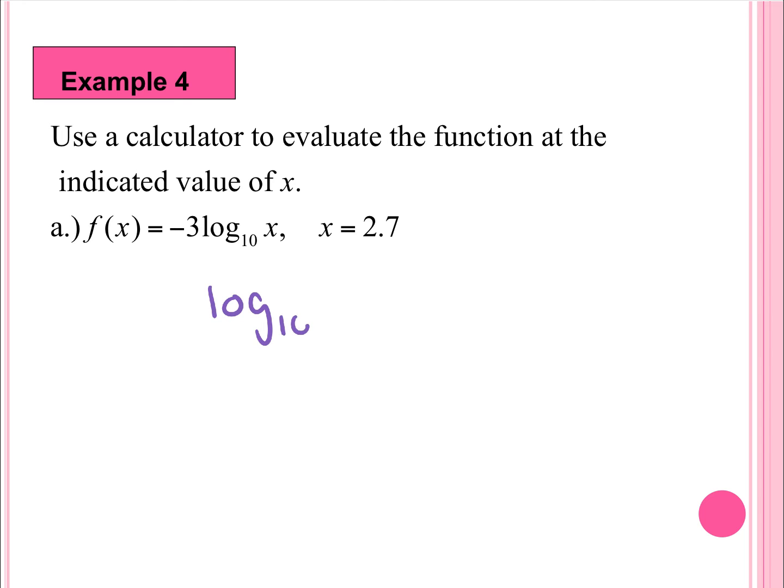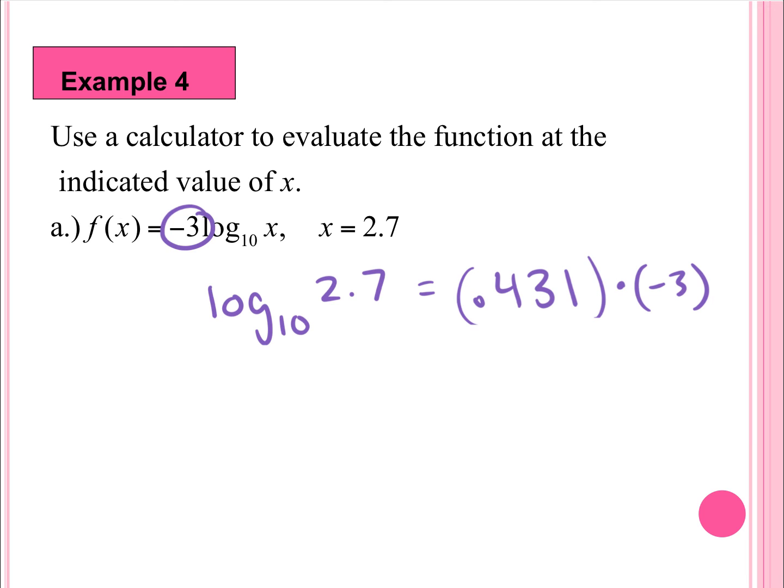So this is log base 10 of 2.7. So we would click in our calculator log of 2.7, or some calculators you have to do 2.7, then hit log. So what do we get when we find the log of 2.7? 0.431. Do we agree? And then last step, we would multiply it by -3. So this times -3. And what do we get? -1.29. Perfect.